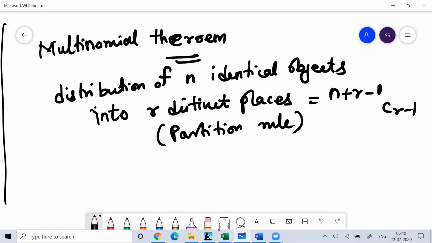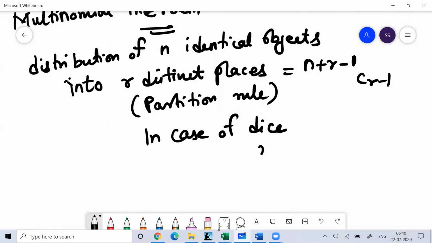In case of dice, if I'm writing in terms of an equation, x1 plus x2 plus x3 is equal to 10.